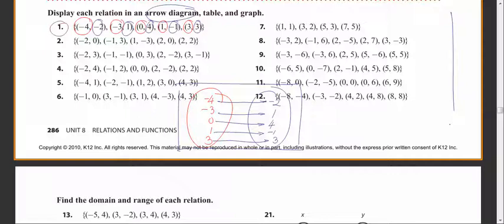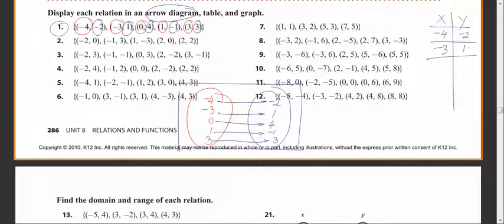To go for the table, you guys remember our old friend, the t-table. If you want, you can name the first column x, the second column y, and all you need to do is plot each one of your points. -4 and -2, right?